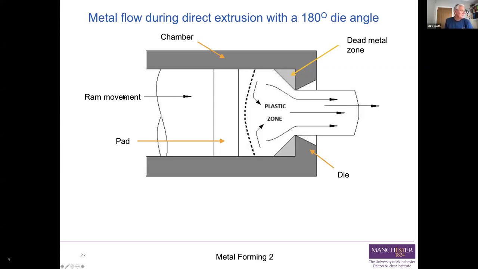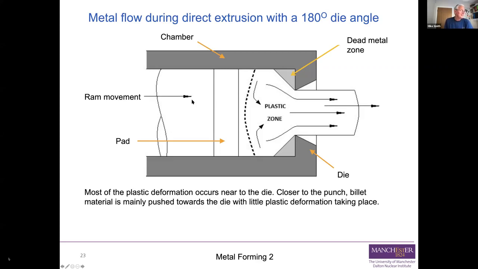The ram is moving from left to right. So what you find is that most of the deformation, most of the plastic deformation occurs near the die, because close to the punch, basically what you're doing is pushing the billet material steadily towards the die. It's only when you start to want to reduce its diameter that you start getting significant shape change and plastic flow.